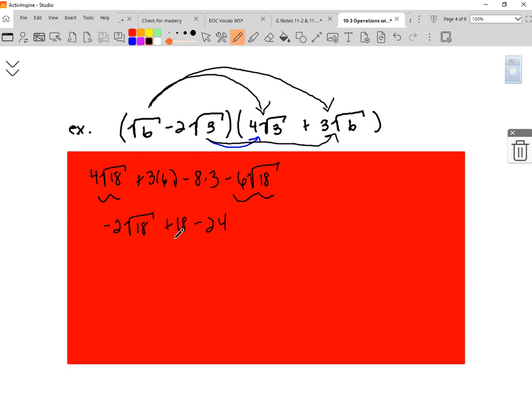So these can be simplified, and this radical, the square root, can be simplified, right? What's the perfect square factor of 18 that we can break this down into? 2 and 9, that's right. We're going to put our perfect square factor first. So negative 2 times the square root of 9 times the square root of 2, and 18 minus 24, that's minus 6.